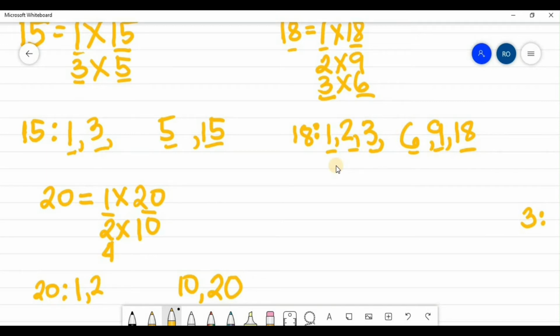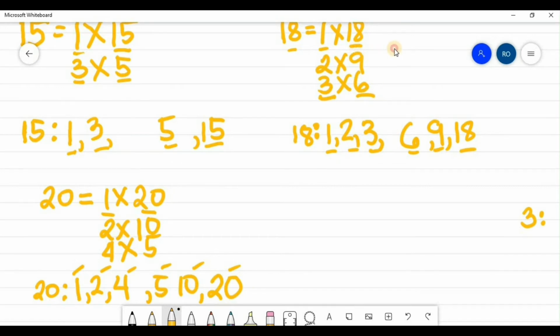Yes. And we can multiply 4 by 5 to get 20. So 4 and 5 are also factors of 20. We come up already with the center factors, 4 and 5. Okay. So the factors of 20 are 1, 2, 4, 5, 10, 20. So these are the factors of 20.